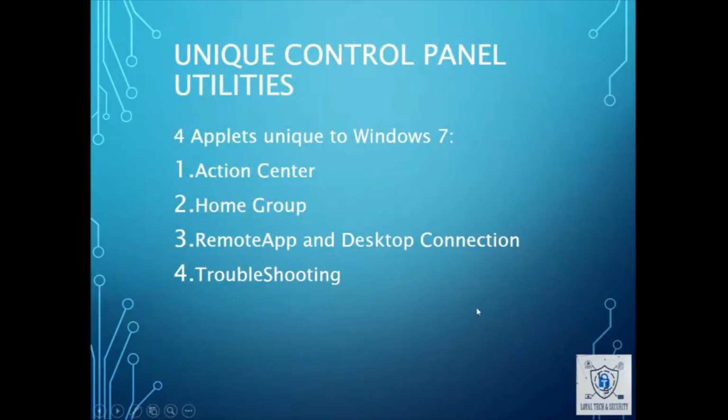Unique control panel utilities. So there are 4 applets unique to Windows 7: Action Center, Home Group, Remote App and Desktop Connection, and Troubleshooting. So the Home Group, the purpose behind Home Group is to simplify home networking and more specifically to share files and printers.